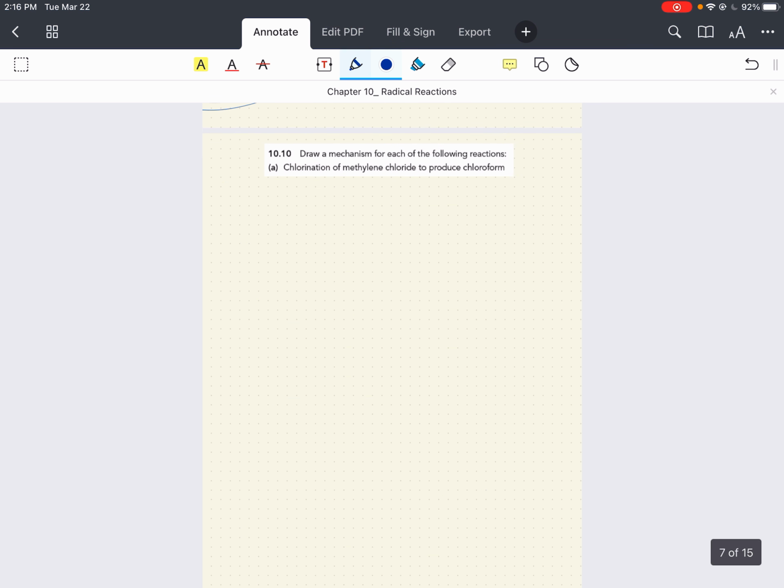Let's do a practice problem to make sure we completely understand all the steps of the radical mechanism. This question says, draw a mechanism for the following reaction: chlorination of methylene chloride to produce chloroform. The mechanism is going to have 3 distinct stages.